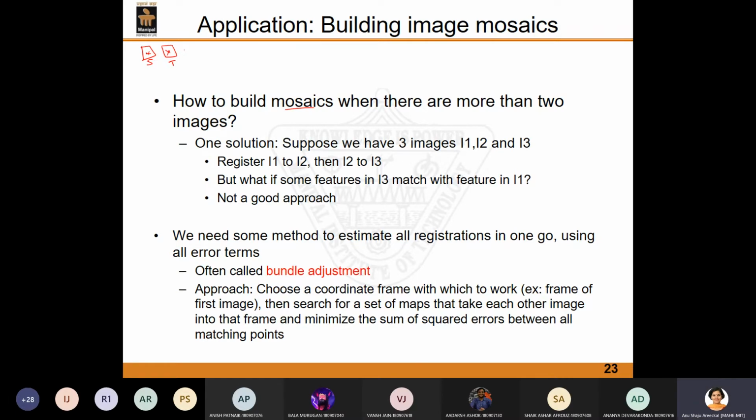I hope the PPT is visible. What we were discussing was what do you do when you have multiple images, or more than two images? How do you exactly go about finding the image mosaic? Let's say I have three images here: I1 here, I2 here, and I3 here, and I'm trying to stick them together.